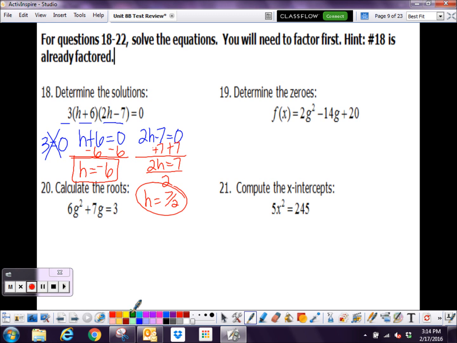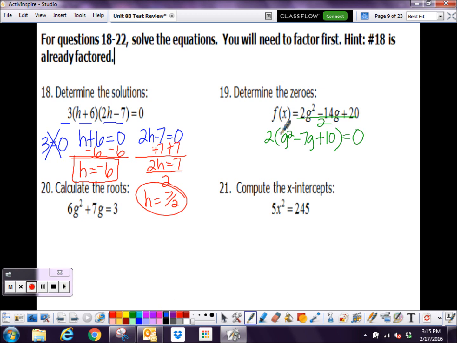Alright, number 19. Now notice this says determine the zeros. Right? We're going to solve this the exact same way we're solving all these other ones. Okay? The zeros mean solutions. Okay, so first I can take a 2 out of everything. If I take a 2 out of everything, that leaves me with g squared minus 7g plus 10 equal to 0.